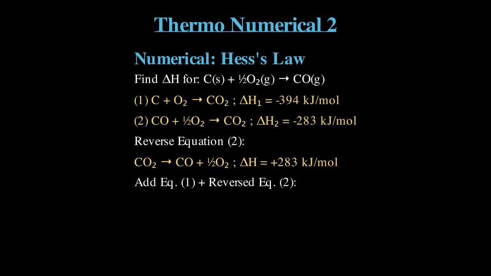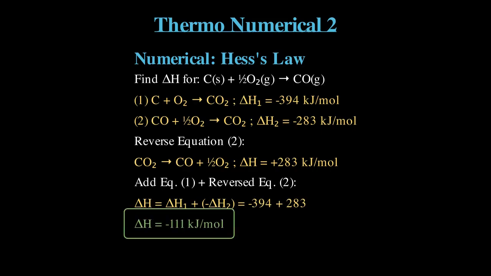C plus O2 plus CO2 gives CO2 plus CO plus half O2. The CO2 cancels out. The O2 simplifies to half O2 on the reactant side. This gives our target equation. The final step is to add the corresponding delta H values, minus 394 plus 283. The result for the enthalpy change is minus 111 kilojoules per mole.